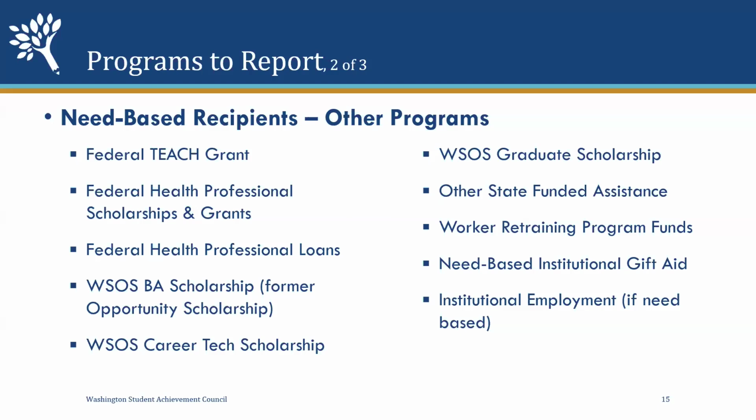Okay. Other programs that need to be reported. Again, the slide, you can read through this, but you might wonder, why do we want all these programs? It's basically, we need a complete picture of state aid so that we can report what is going on with our students in the state of Washington. So these are all ones that you should be aware of. I mean, WASOS, any need-based institutional gift aid, worker retraining programs, etc.